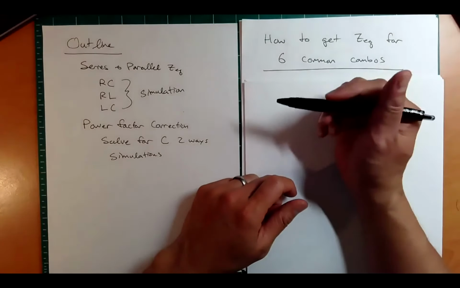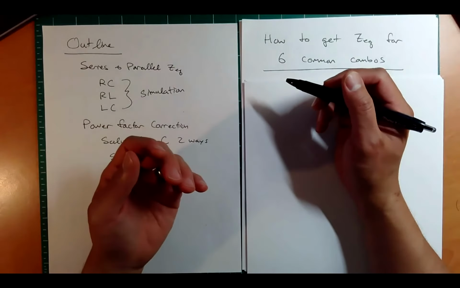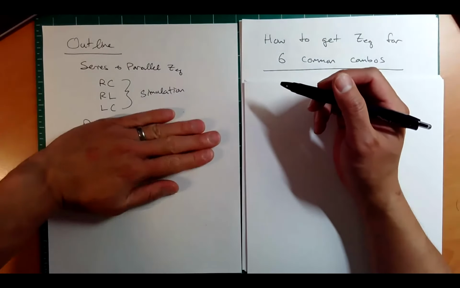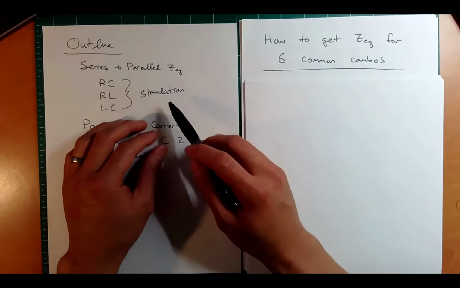Hi, this is ET250 Lecture 24 Part A. This is going to be a two-part lecture. In the first half, we're going to cover just the Z equivalent for six different combinations.